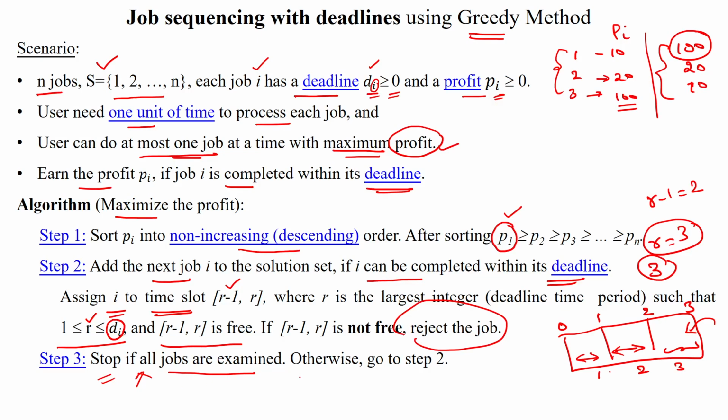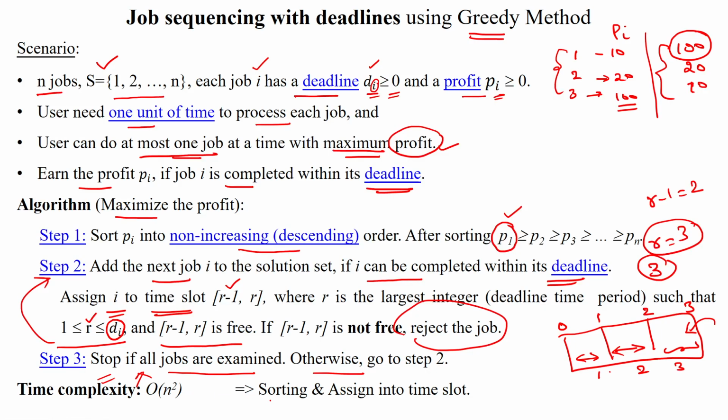If any job is not examined, then we have to go back to step number 2 to carry out that process. So here the time complexity is needed for sorting the given numbers and assigning the job to each and every slot by checking all the free time slots. This takes order of n square for assigning the jobs and arranging them in order. For sorting we can use any best sorting algorithm, for example merge sort or quick sort. Based upon that, order of n square is the worst case time complexity for this job sequencing scheduling algorithm.